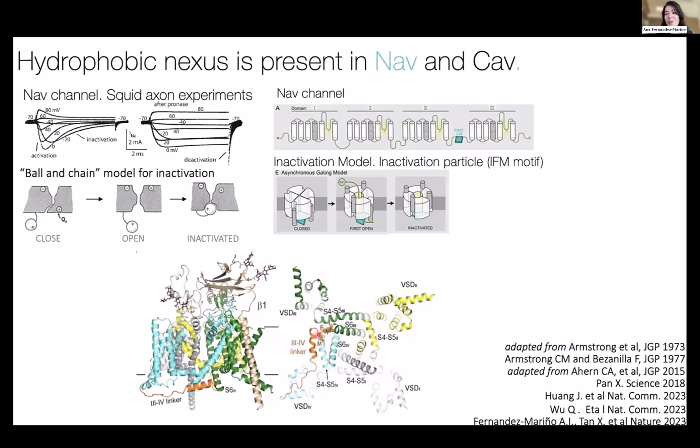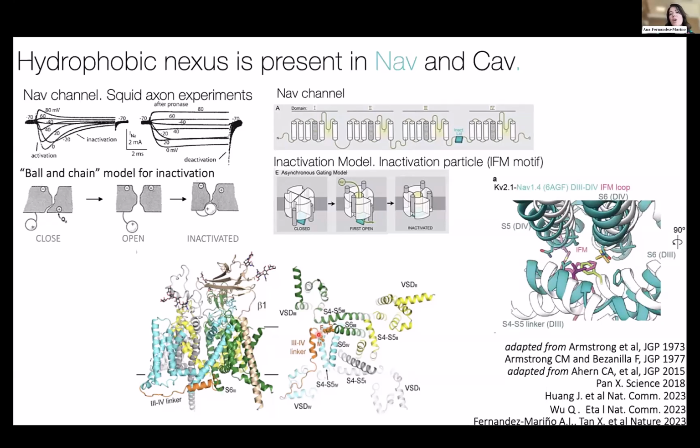So if you're seeing where I'm going with this, when we superimpose the structure of Kv2.1, this hydrophobic nexus, with the structure of the sodium channel with the IFM motif, we found that the IFM motif was being coordinated in this same hydrophobic pocket that we described for Kv2.1. And the phenylalanine of the IFM was occupying the same spot that the ring of the Phe412 was occupying. So that was very interesting, and that was showing us that probably these channels use a similar, maybe not the same, but probably a similar mechanism to inactivate.